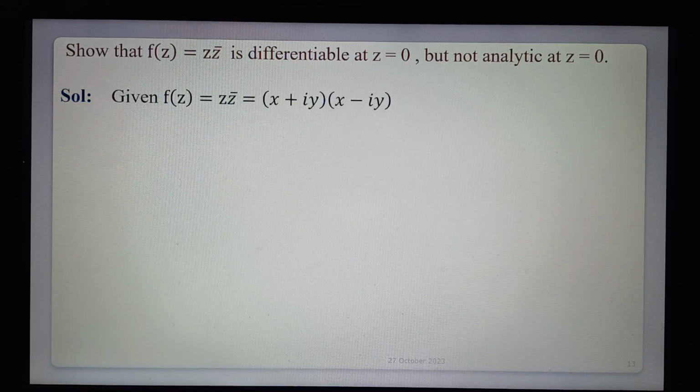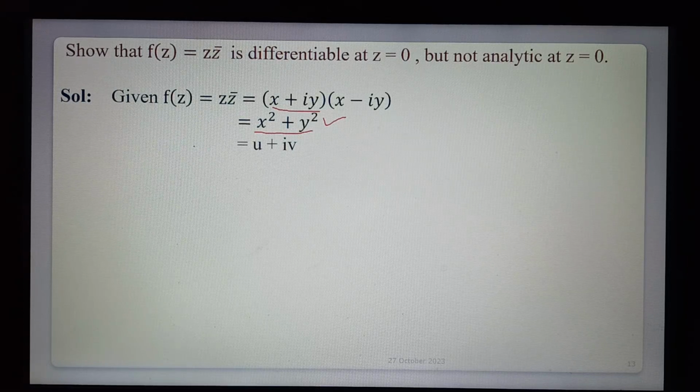Okay, so given function z into z bar, z is a complex number x plus iy, z bar is its complex conjugate x minus iy, that is equal to a plus ib into a minus ib, that is a square plus b square కదా, అంటే x square plus y square. So observing here, f of z is equal to x square plus y square. This is the only real part. The imaginary part is 0.